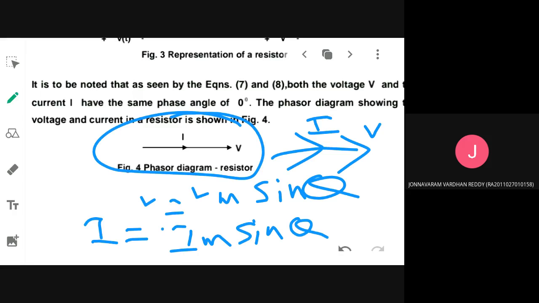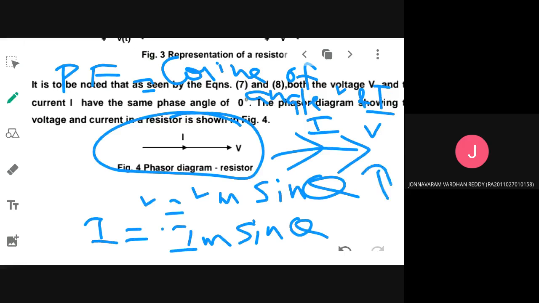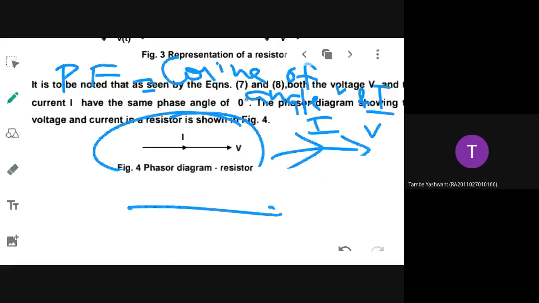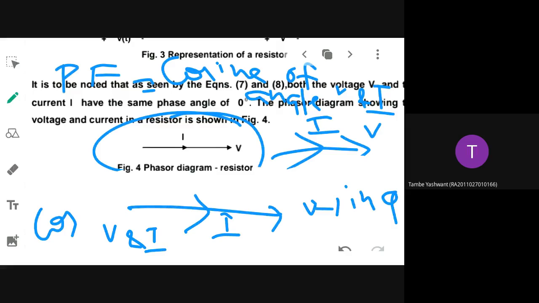Now I want to represent power factor. What is the formula for power factor? Another way of defining power factor is the cosine of the angle between V and I. So what is the cosine of the angle between V and I for this case, for resistance? There is no phase angle difference between V and I. Both are in phase, so the angle is 0 degrees.